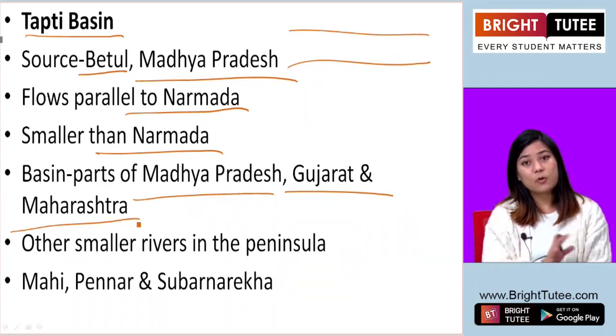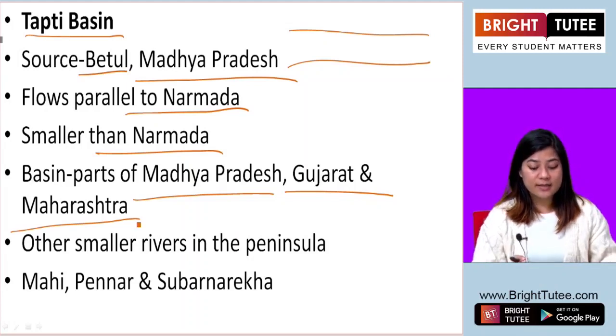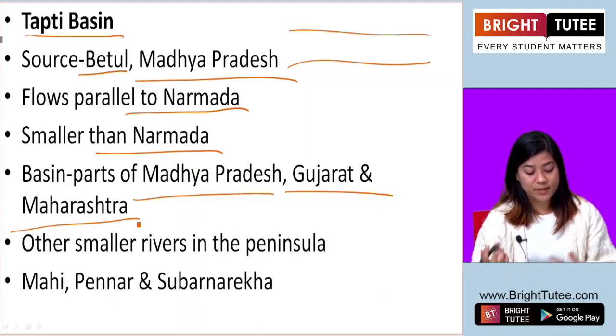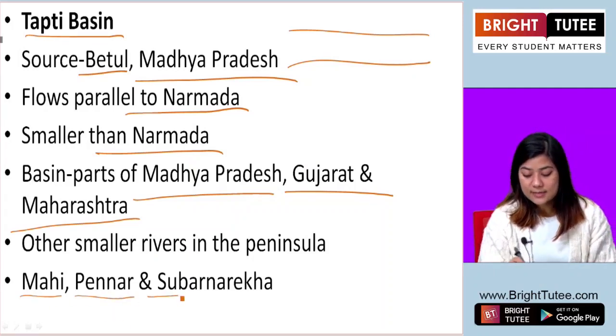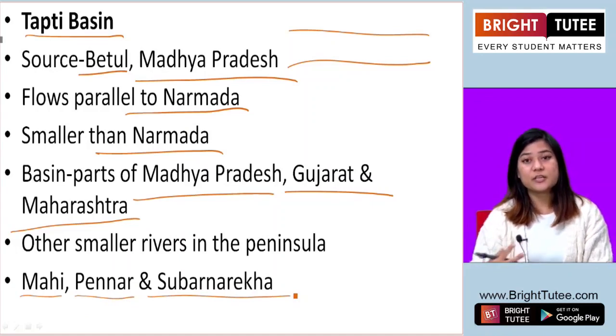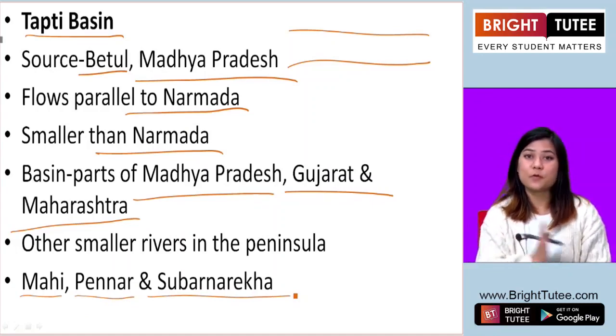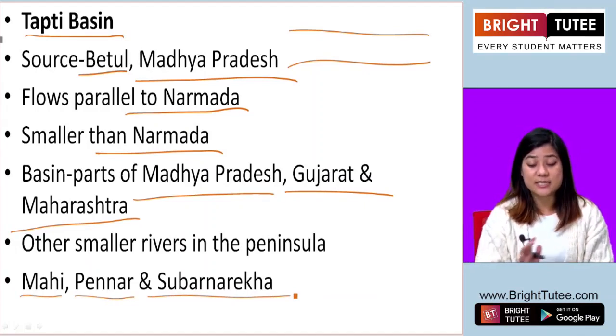Now apart from all these important rivers from the peninsular region, there are other smaller rivers as well, and they are Mahi, Penar and Subarnarekha. So these are the three smaller rivers apart from the important and larger ones that we just discussed in detail.